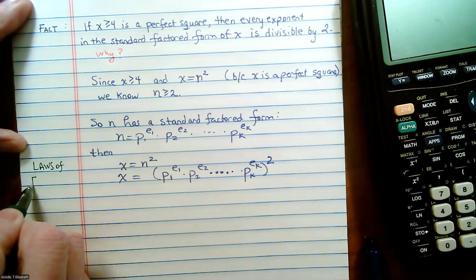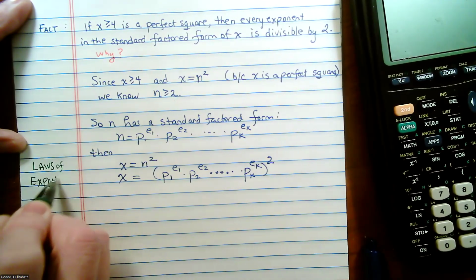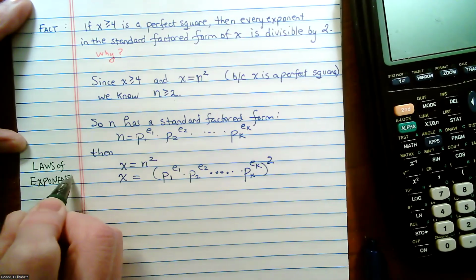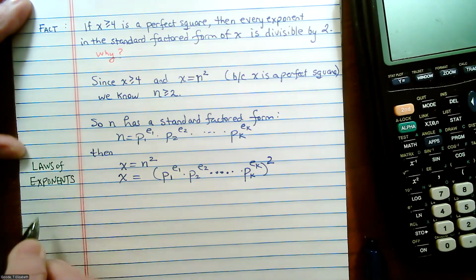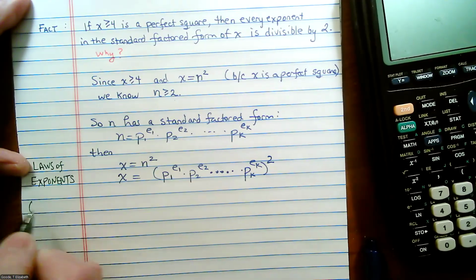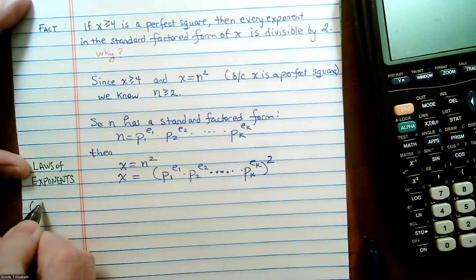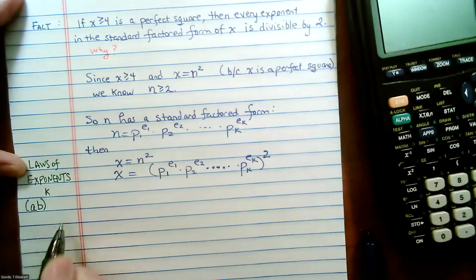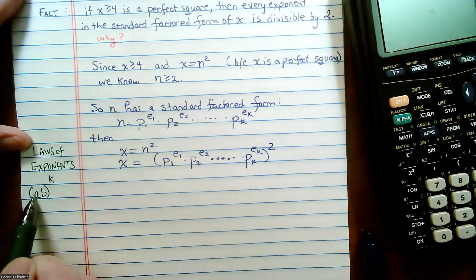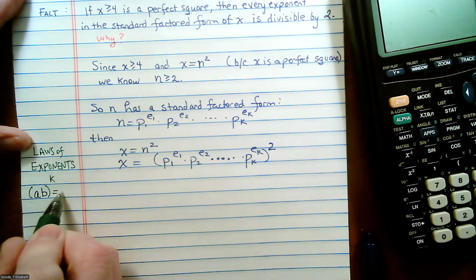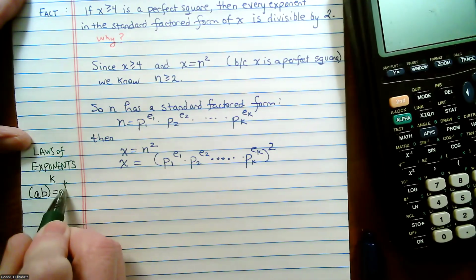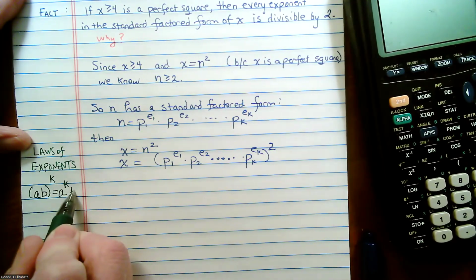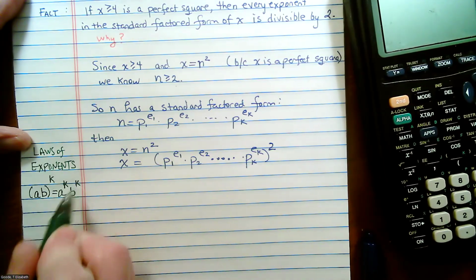Laws of exponents. There are a couple of laws of exponents that we use. One of them is that if you have A times B, the whole thing raised to the K, then you can take that K and apply it to all the factors. So this is the same thing as A to the K times B to the K. Do you remember that rule?